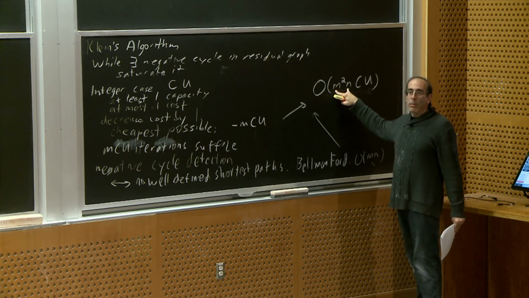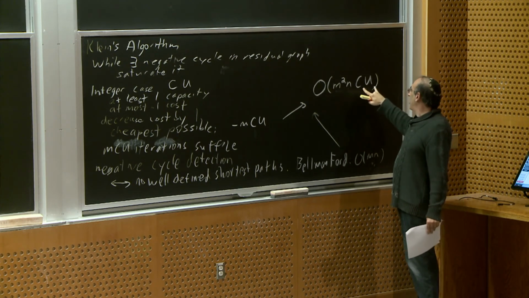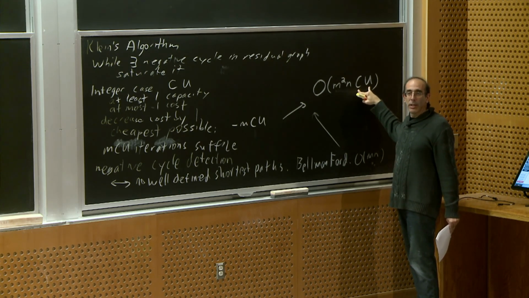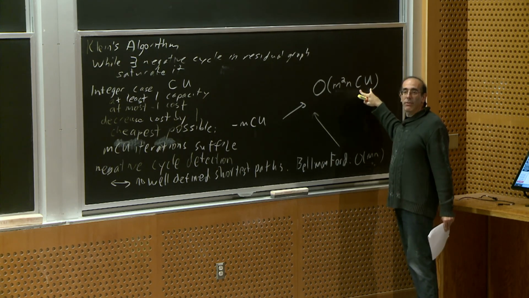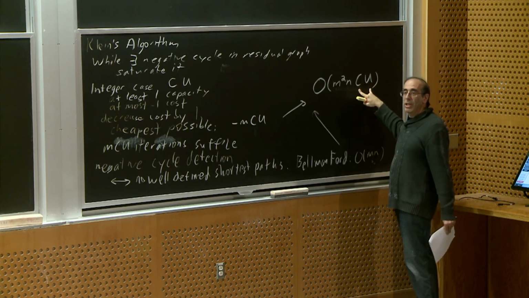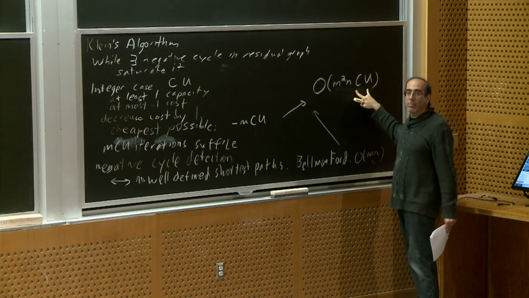This is already what we were paying for max flow, and here's an additional CU cost. So this is a pseudo-polynomial algorithm. It's not even weakly polynomial. And the rest of min-cost flow, which we'll cover on Wednesday, is about how to achieve polynomial time using deeper insights into the nature of min-cost flow.